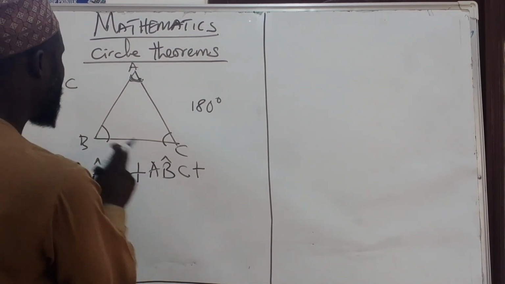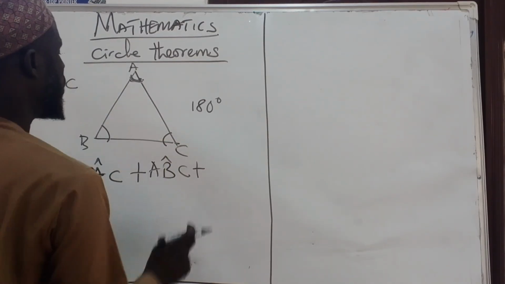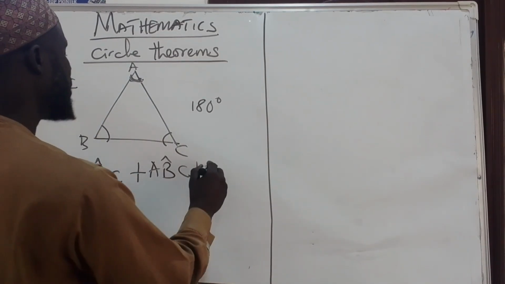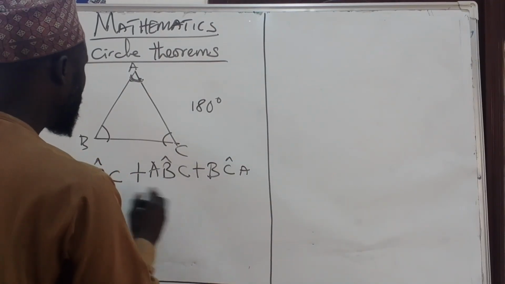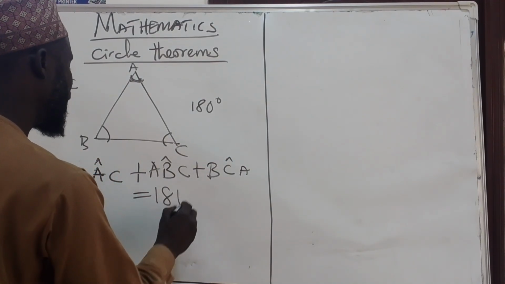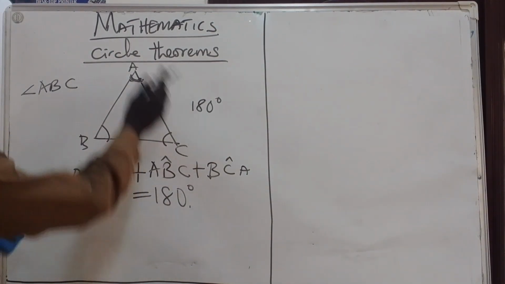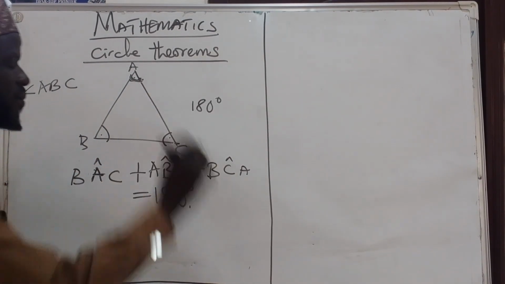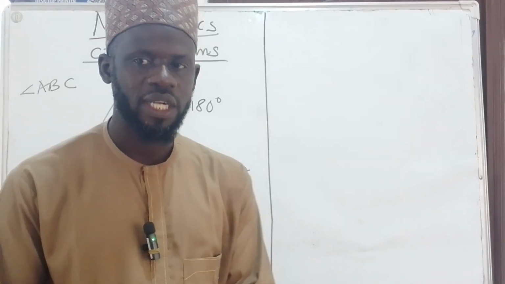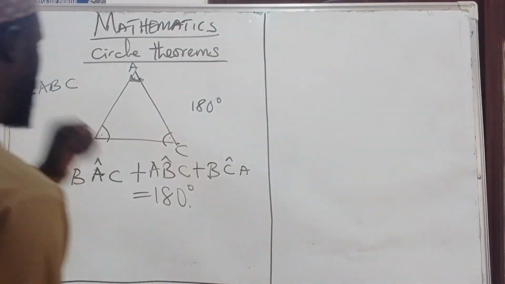Plus this angle, we write it BCA or ACB. It's all the same. So BCA is equal to 180 degrees. If you have a triangle, this angle plus this angle plus this angle is 180 degrees.